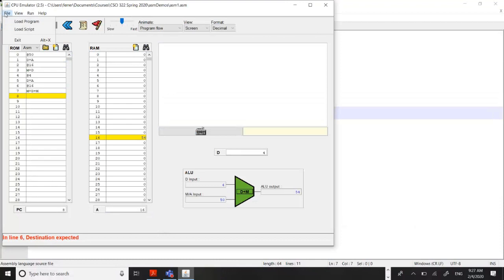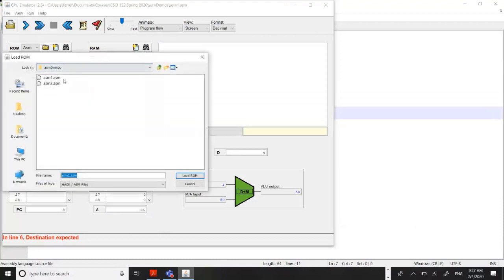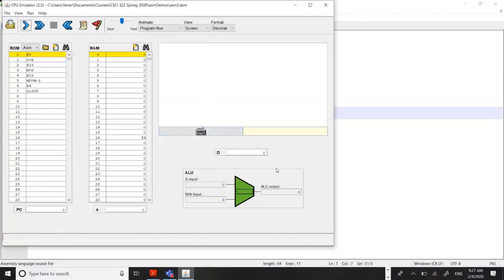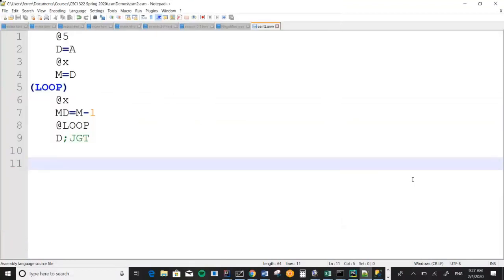All right, let me load it again. Aha. These destination flags have to be in a specific ordering. So I think the order is A, M, and then D. I got it mixed up. So if you see an error like that, well, fix it like I fixed it. All right, so now I've got a legit program.